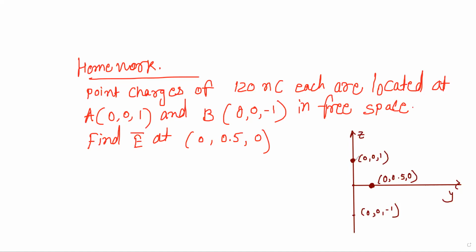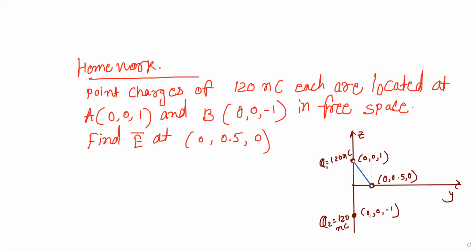You have Q1 here, let us assume this as Q1. What is the value of Q1? Q1 has a charge of 120 nanocoulomb, present at this point. Let us say Q2, which is present over here, is also 120 nanocoulomb. And because of those two charges, how much is the electric field intensity produced at this third point? That you have to calculate.